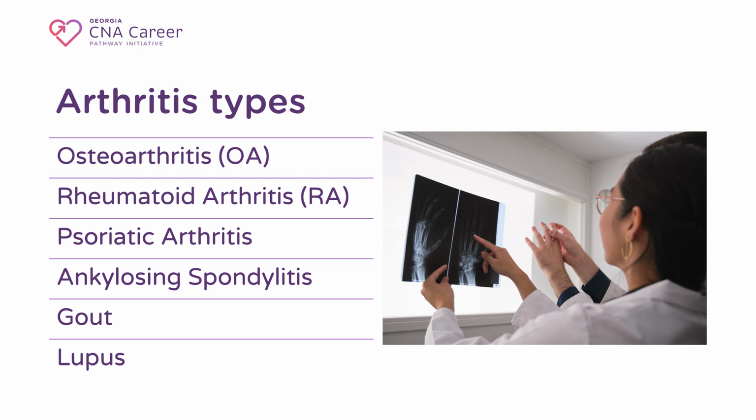3. Psoriatic arthritis. This type of arthritis occurs in some people with psoriasis, a skin condition. It affects both the skin and joints, causing pain, stiffness, and inflammation. 4. Ankylosing spondylitis. This primarily affects the spine, causing inflammation in the vertebrae that can lead to fusion of the spine and limited mobility. 5. Gout. Gout is caused by the buildup of uric acid crystals in the joints, leading to sudden and severe pain, swelling, and redness. 6. Lupus. Systemic lupus erythematosus, SLE, is an autoimmune disease that can affect multiple organs, including the joints. Joint pain and inflammation are common symptoms.